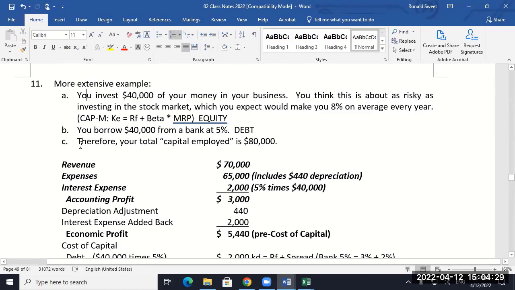All right. So yeah, if I were running a business, this is exactly the way I would look at it. So let's look at this. You invest $40,000 in your business. That's your money. So is that equity or is that debt? This is your business, your money. Debt or equity? That's equity, right? You're the owner. Debt means you're not the owner, you're just loaning someone money, all right?